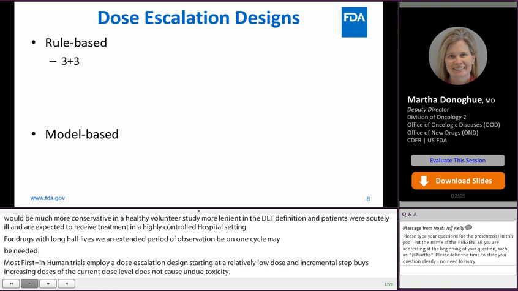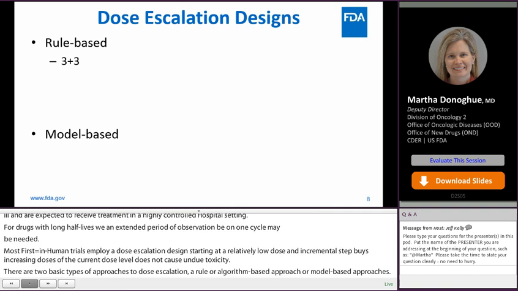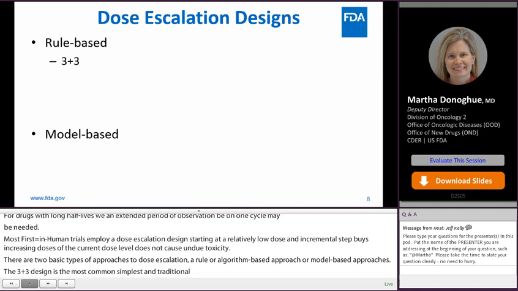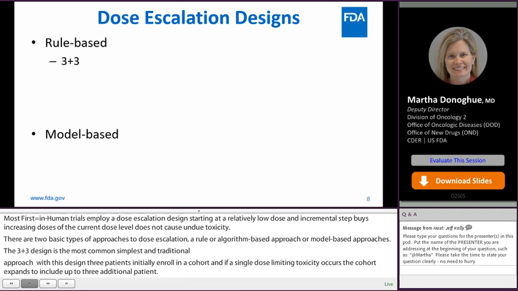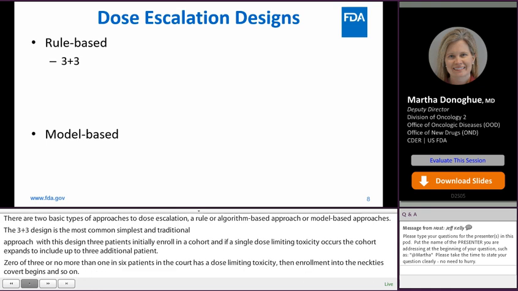With this design, 3 patients initially enroll in a cohort, and if a single dose-limiting toxicity occurs, the cohort expands to include up to 3 additional patients. If 0 of 3, or no more than 1 in 6 patients in the cohort has a dose-limiting toxicity, then enrollment into the next highest cohort begins, and so on until a cohort is reached in which more than 1 patient exhibits a DLT, or until the maximum dose intended for study is reached.